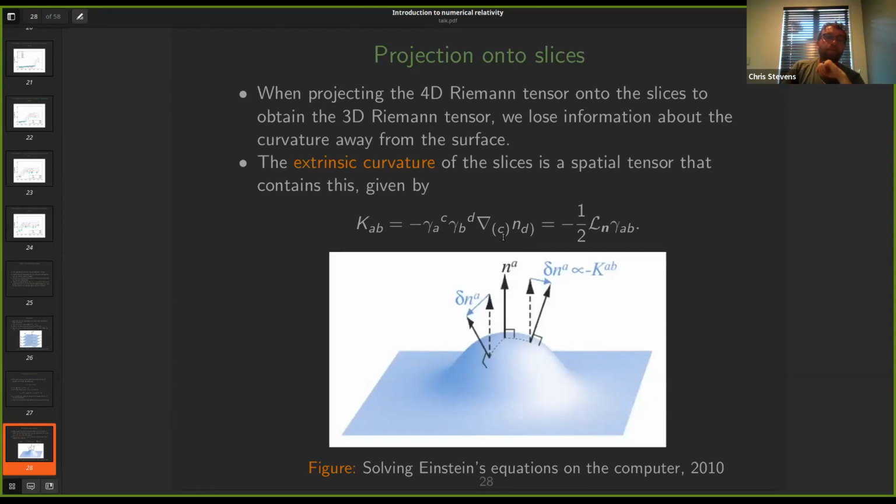So each four-dimensional index is going to be transvected with the gamma, and that will then mean that this object here is purely spatial. So this can also be computed nicely in terms of the Lie derivative of the 3-metric along the normal vector. So together with the 3-dimensional Riemann tensor, the extrinsic curvature gives us everything we need to reconstruct the 4-dimensional one.